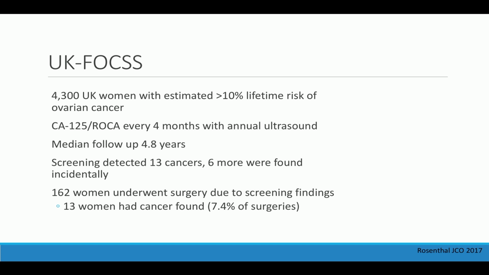To find these 13 cancers, 162 women had to have surgery. And that's only 7.4% of the surgeries that found cancer, even in an enriched population. They did see some stage shift, such that women seemed to have slightly earlier stage cancers in this group than in the general unscreened population. This was not a randomized trial because they didn't want to deny women the screening for this, so this was a single-arm study.